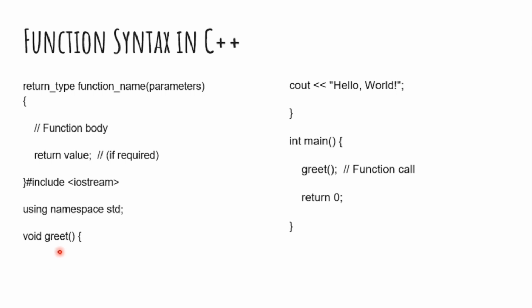And after writing this void greet, we move inside the function. We're simply printing out the hello world, and after writing this function we write the main function, that is int main. Then we call this function, so the function call should be activated and executed in the main function. We call the function with the name of greet.